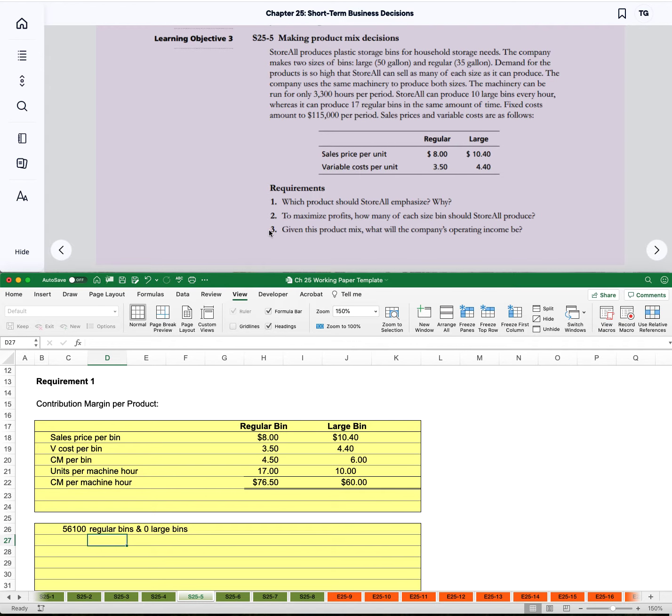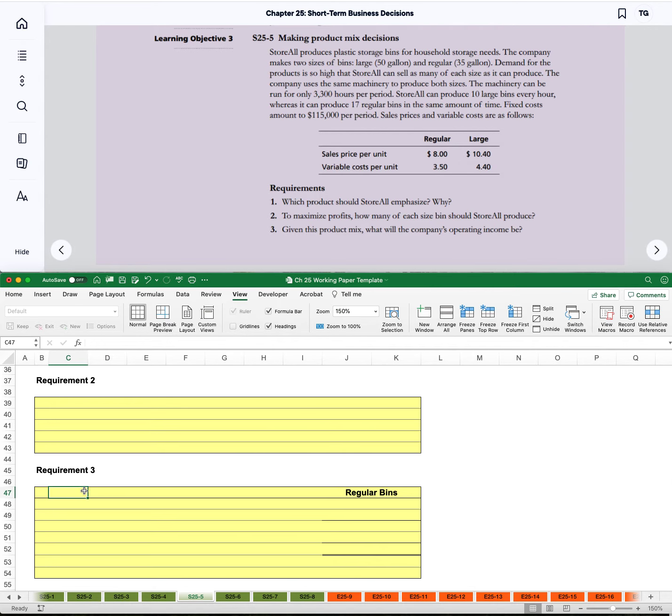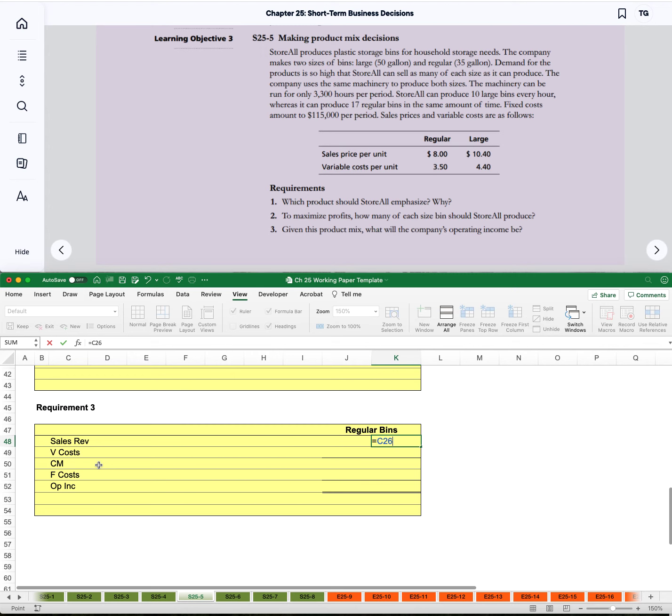And then requirement 3 says, given this product mix, what will the operating income be? And so operating income will be sales revenue minus variable costs, which gives us contribution margin, minus our fixed costs will give us operating income. And our sales revenue will be equal to our 56,100 bins times $8 per bin.